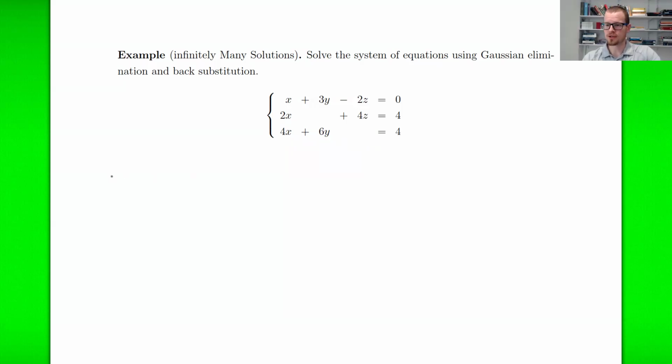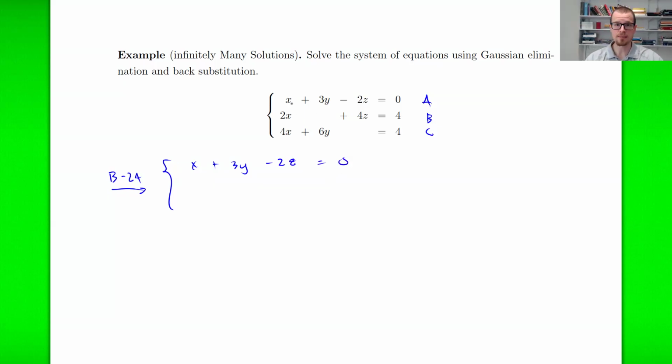So what I'm going to do is try to eliminate x from equation b. So we have a, b, c here. I want to eliminate x from here, so I'm going to subtract 2 times equation a. That's going to result in this new system. Equation a stays exactly the same as x plus 3y minus 2z, which is equal to 0. Equation b is the one that I'm manipulating.